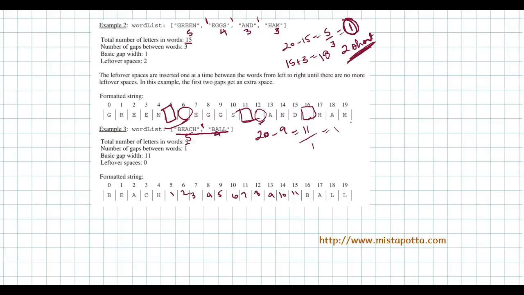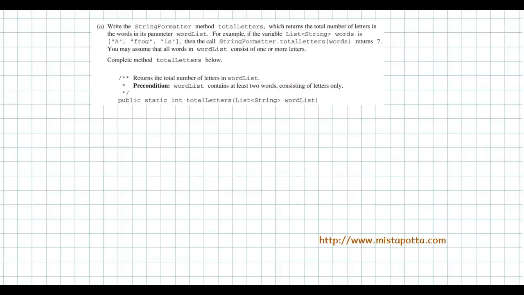So that's our objective in this problem. Let's start with this idea of, okay, how many letters do we really have? Keep in mind that I'm going to have a list of words. Each of these words is guaranteed not to have any spaces. They're just going to be letters. So what I need to do is go through this array list and calculate how many letters we've got. Now, because I have to return an int, the first thing I'm going to do is create an int count gets 0 and make sure that I return count.